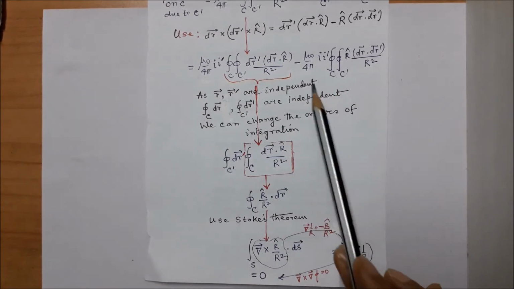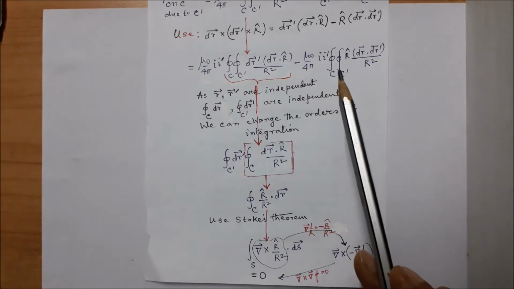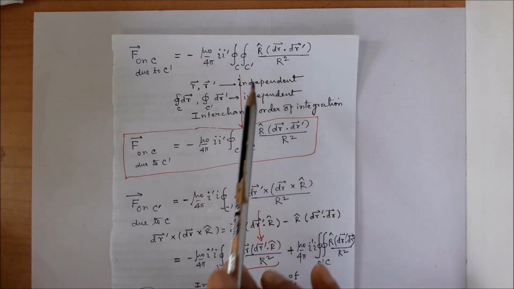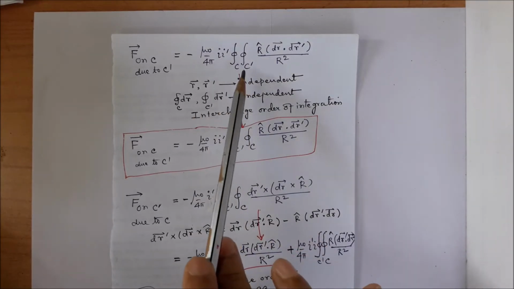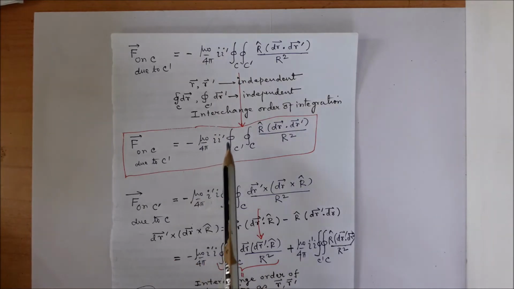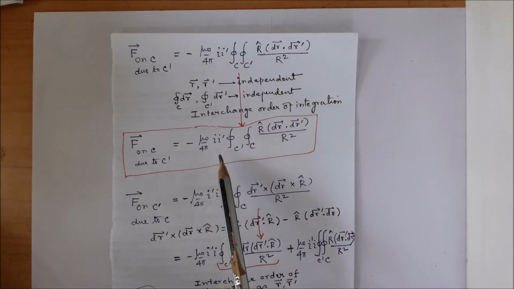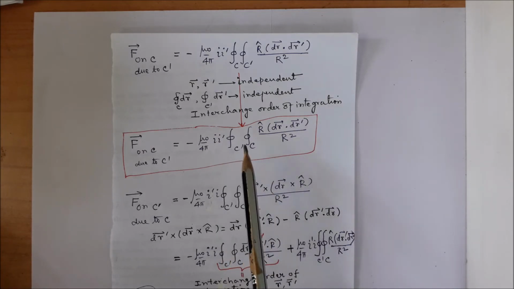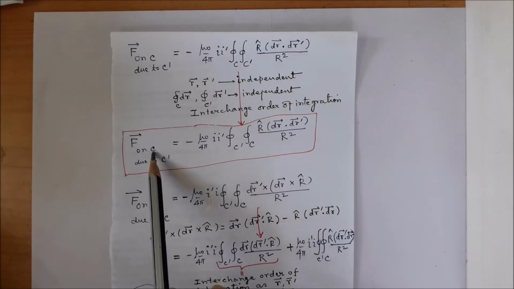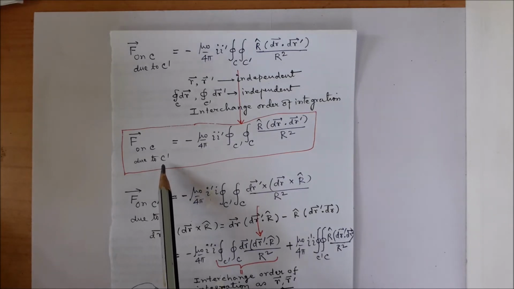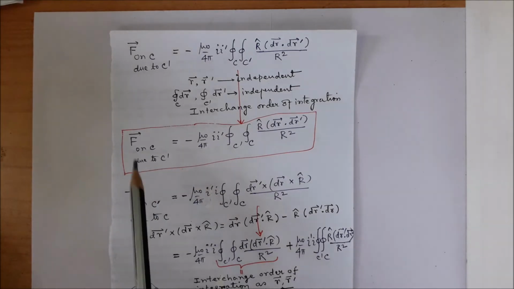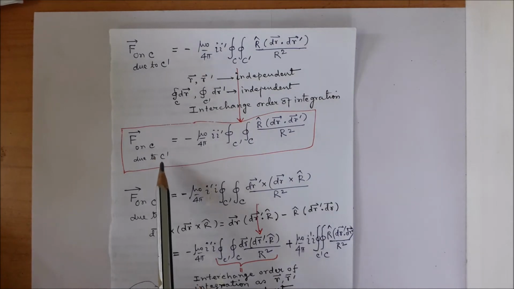Now the second term can be rearranged, since we can again interchange the order of the integrals, and therefore we end up with this expression. So this is the expression we end up with for the force on C due to C prime. Here C is the field circuit and C prime is the source circuit.